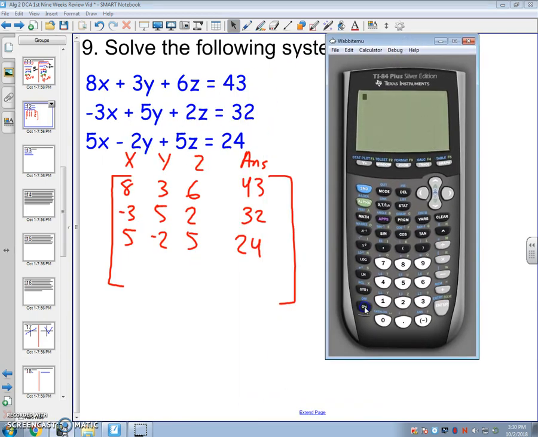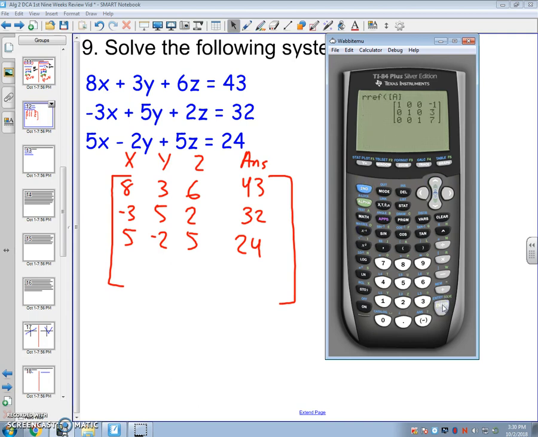In the calculator, you press second matrix, right to edit. A is a 3 by 4. Fill in the numbers: 8, 3, 6, 43. Negative 3, 5, 2, 32. 5, negative 2, 5, 24. Then second quit, second matrix, math, RREF. Second matrix, A, enter. It gives you back an equation.